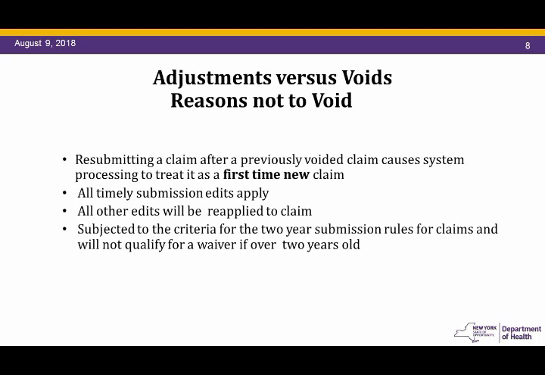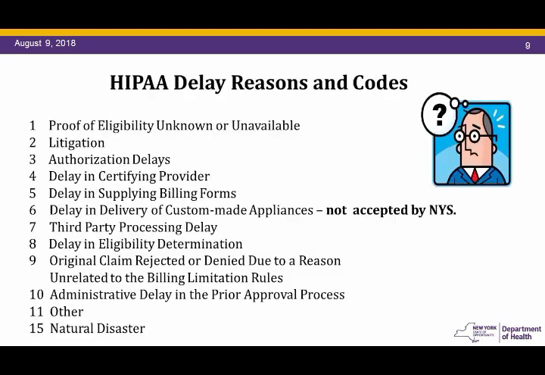To summarize adjustments versus voids, it's preferred to always adjust, and it's in the best interest of the provider to do an adjustment rather than void. If you void a claim, your new claim is a new claim, and your timely filing starts all over. Adjustments are preferred when available. All right, we're going to move on to the HIPAA delay reason codes.